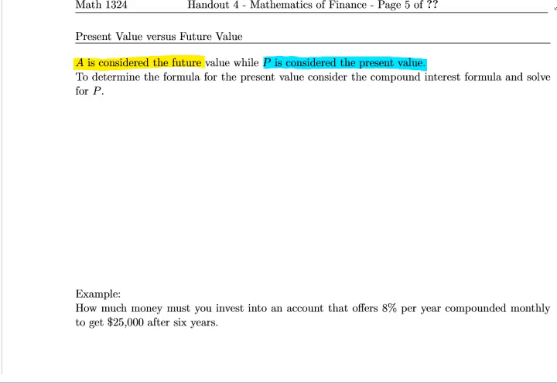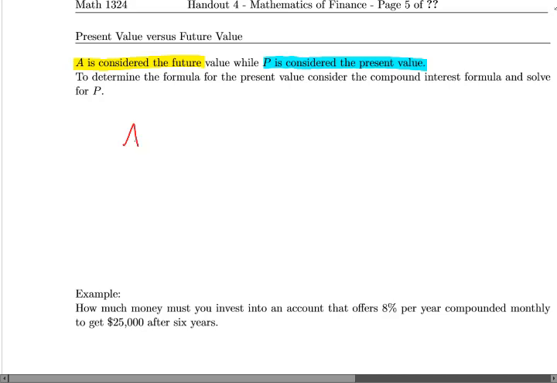So here we're going to go ahead and rewrite our formula. A equals P times 1 plus the effective rate per compounding period to the NT. Remember, RE is R divided by the number of compounds per year.